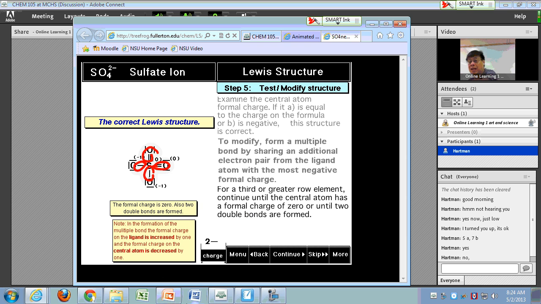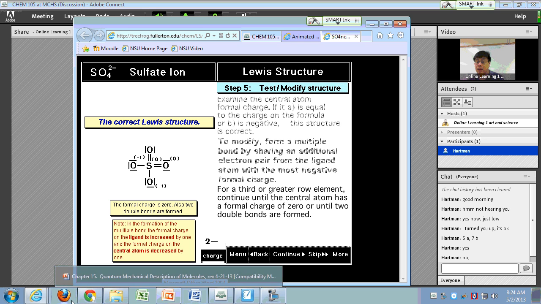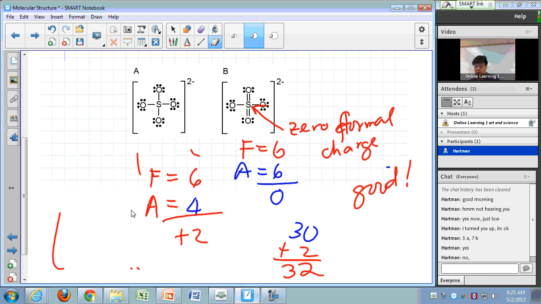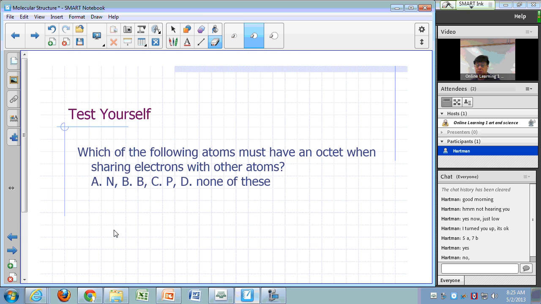What that suggests is that reality, the hybrid, is probably not that. It would be a hybrid of all those possibilities. So you have 4 equivalent bonds, which you might say are 1.5 bonds, rather than a double bond or a single bond. So that's exceptions to the Lewis structure, to the octet rule.